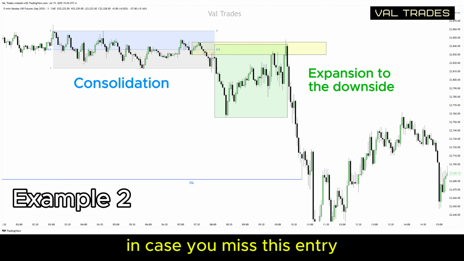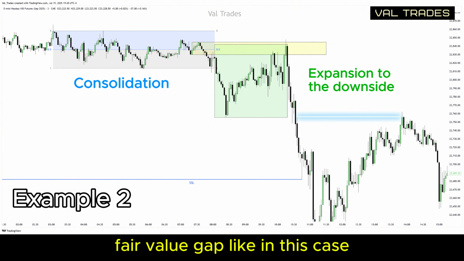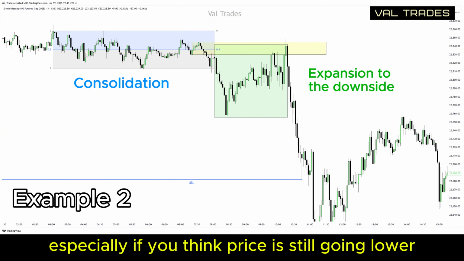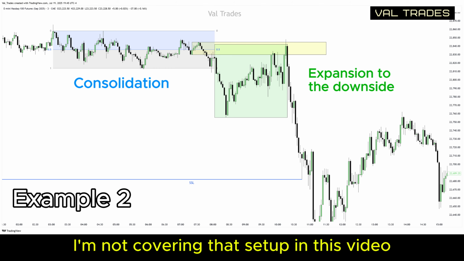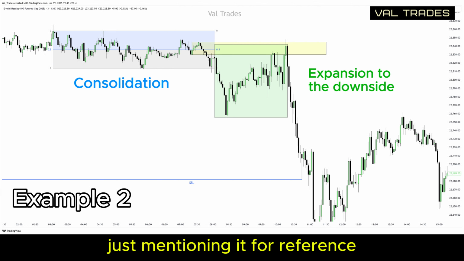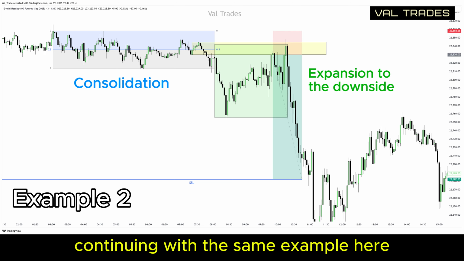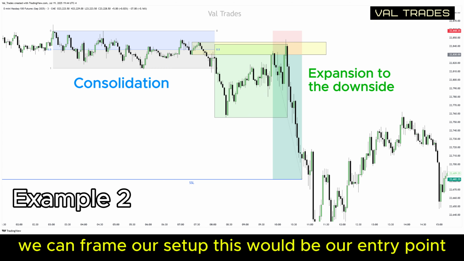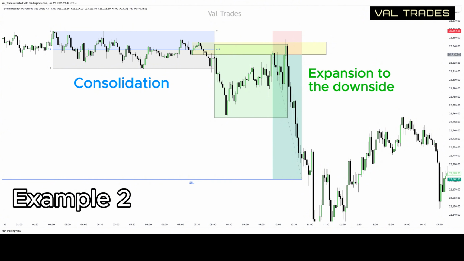In case you miss this entry, you can wait for a retracement into a bearish fair value gap, like in this case, especially if you think price is still going lower. I'm not covering that setup in this video, just mentioning it for reference. Continuing with the same example, here we can frame our setup. This would be our entry point at the retest of the bearish order block.